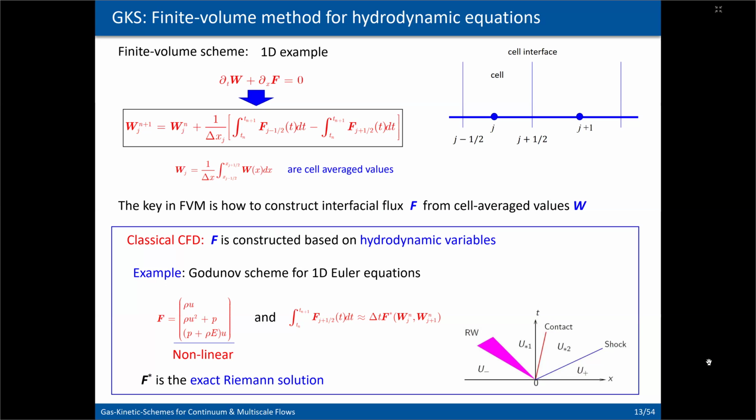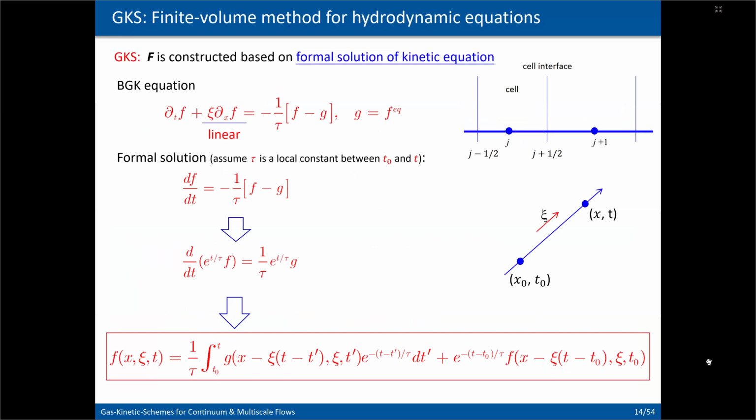For classical CFD, we know that flux F is usually constructed based on hydrodynamic variables. For example, for the one-dimensional case, we can just use the exact Riemann solution to construct the flux at the interface. But in this case, the flux is constructed based on the BGK equation itself. This is based on the formal solution of the BGK equation. Actually, by integrating the Boltzmann equation along a characteristic line, we can obtain a formal integral solution.